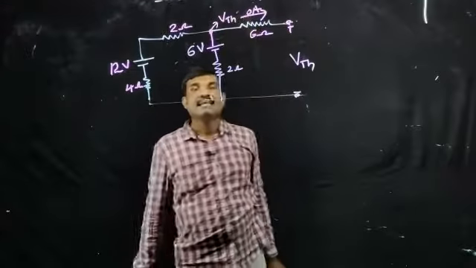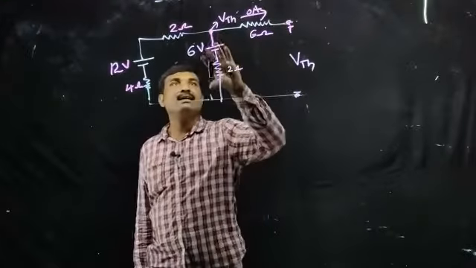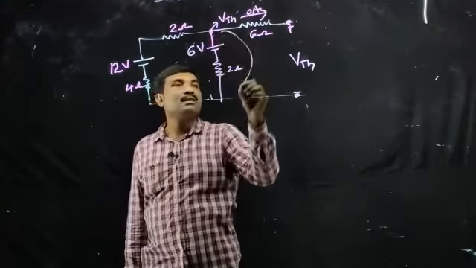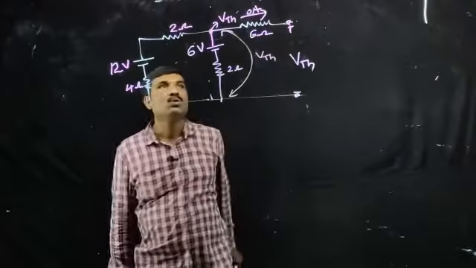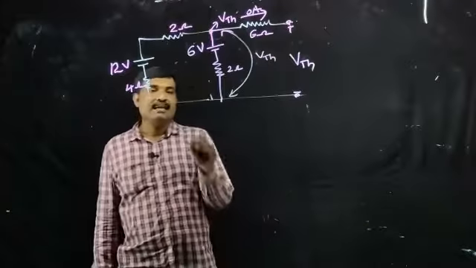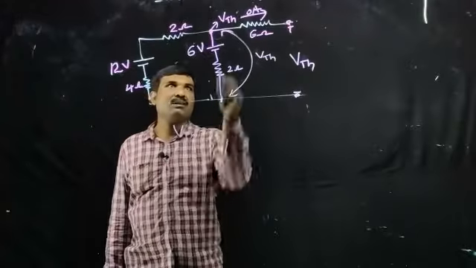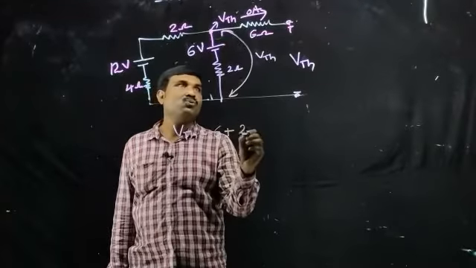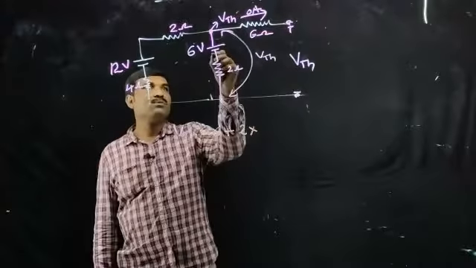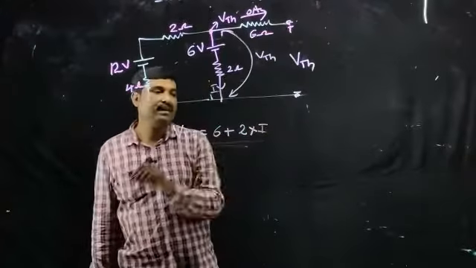Now apply KCL so as to determine the value of VTH. So VTH means the voltage across this branch. This is VTH, right? So we can say VTH is equal to this potential. We are moving from higher potential to lower potential: 6 plus 2 into the current flowing through this branch. Let this be I. 2 into I. This is the value of VTH, right?